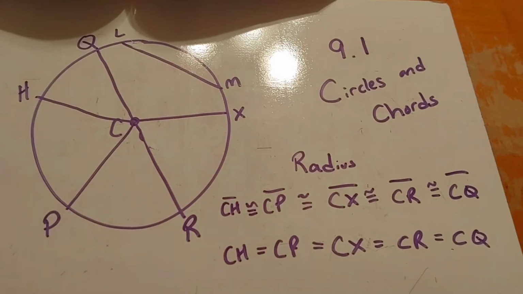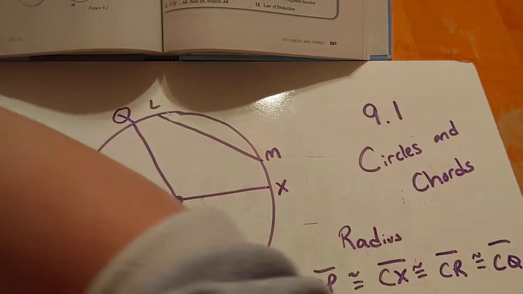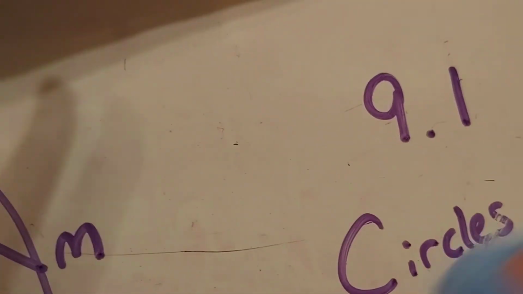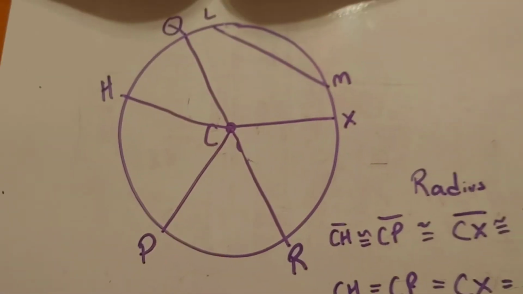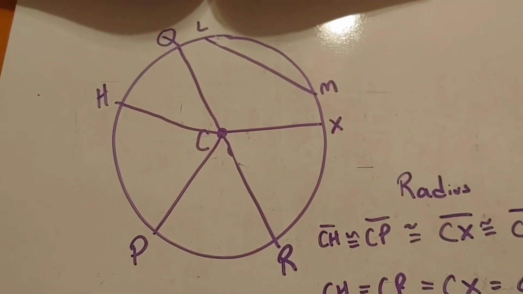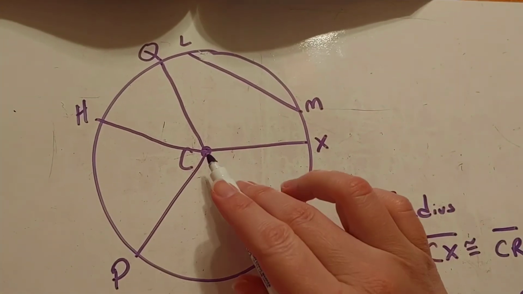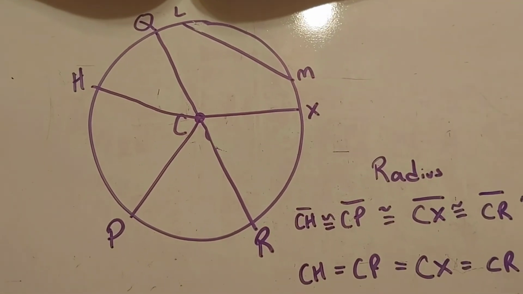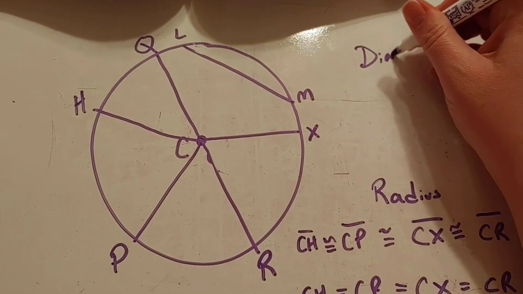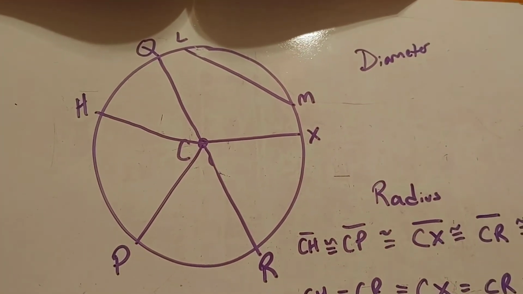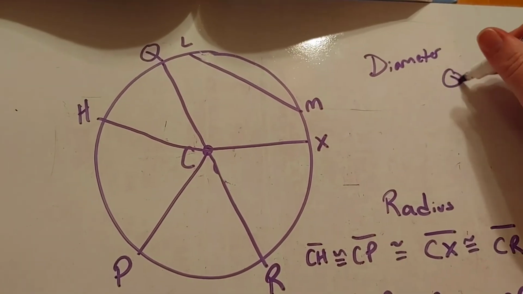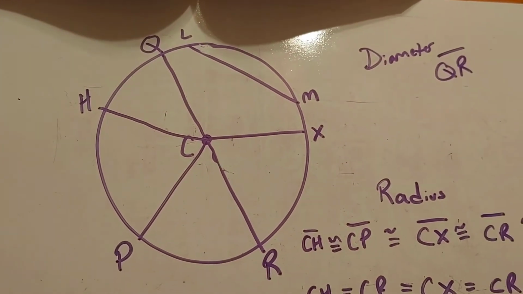Okay, all that being said, let's move on to our next item. Let's find a diameter. A diameter has to go all the way across the circle and cut through the center. The only diameter I see in this particular picture is segment QR. So we have a diameter at QR.